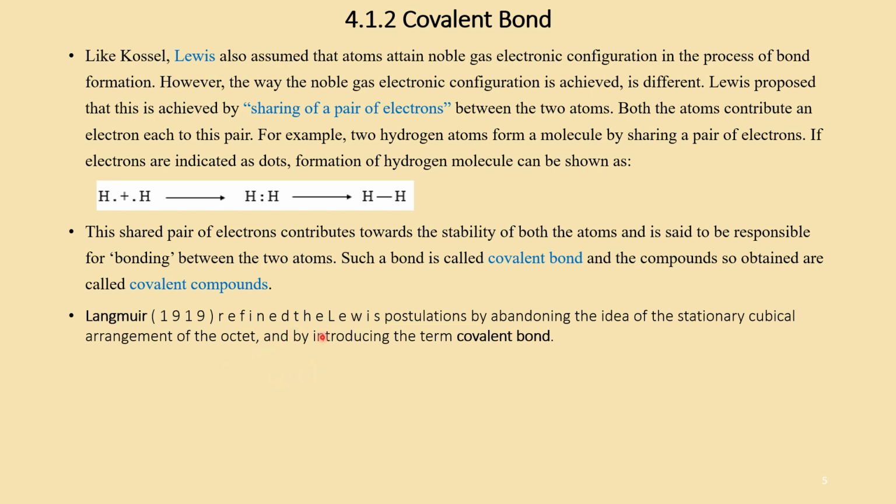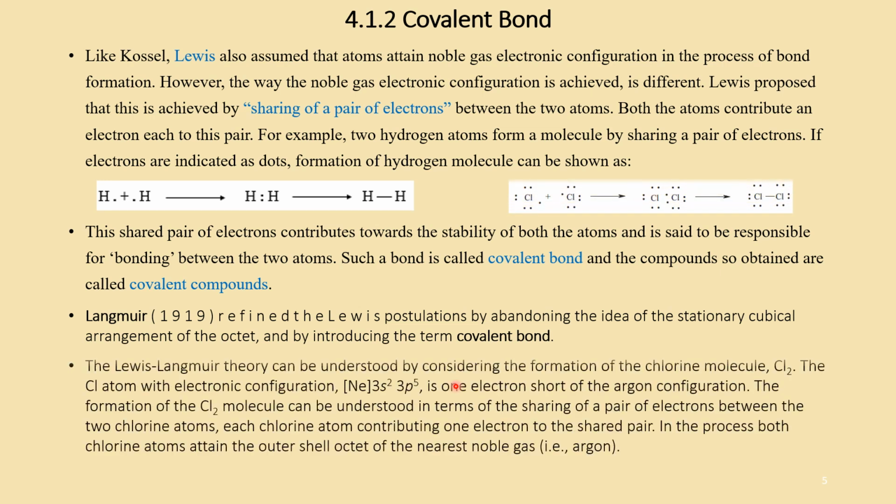Langmuir in the year 1919 redefined the Lewis postulations by abandoning the idea of the stationary cubical arrangement of the octet and by introducing the term covalent bond. The Lewis-Langmuir theory can be understood by considering the formation of the chlorine molecule, whose diagram is shown on the screen on the right hand side. The formation of the chlorine molecule can be understood in terms of sharing pairs of electrons between two chlorine atoms. This is one chlorine atom with 7 electrons in the outermost shell combined with another chlorine atom. The electronic configuration of chlorine is 3s2 3p5, so totally you have 7 valence electrons.